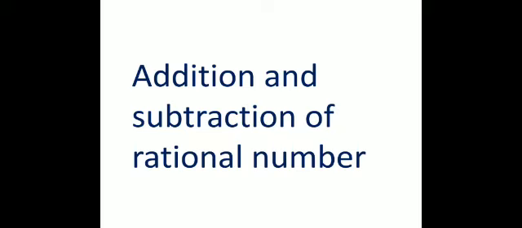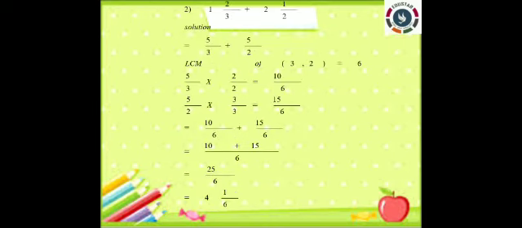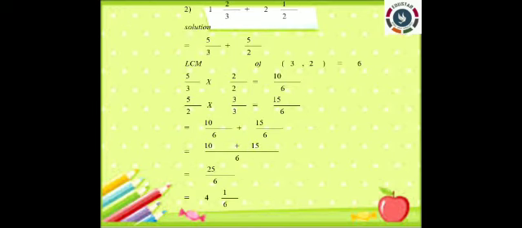After that, write the heading as addition and subtraction of rational numbers. Case 1. Addition of two positive rational numbers gives a positive rational number. Example 1, example 2. These two examples are to be copied in your classwork note.